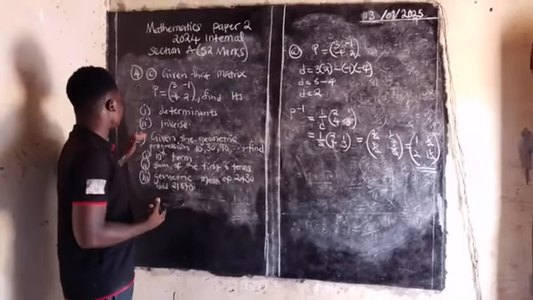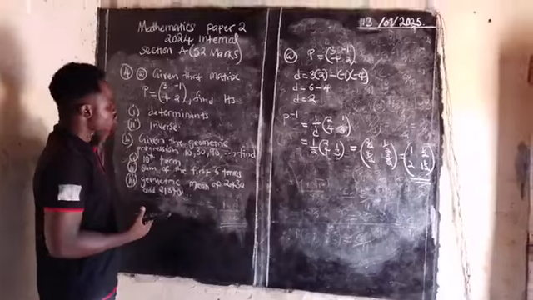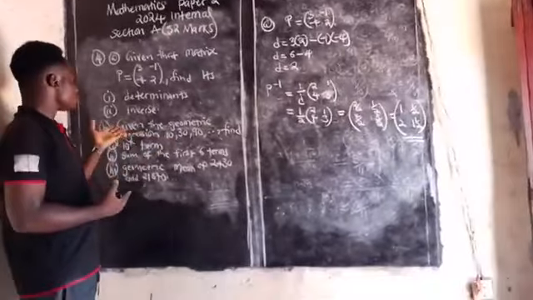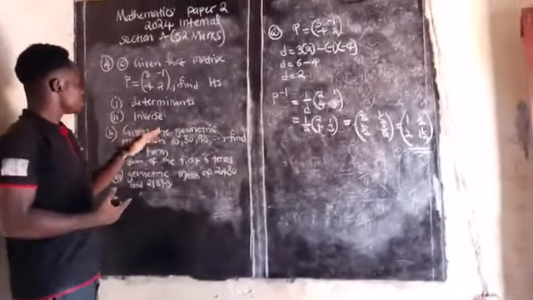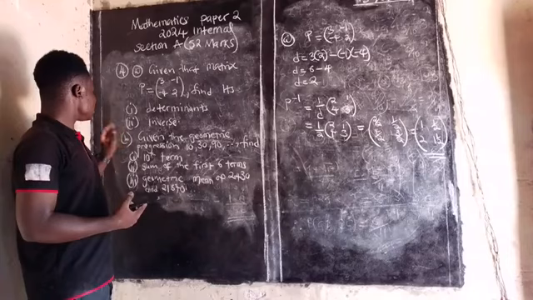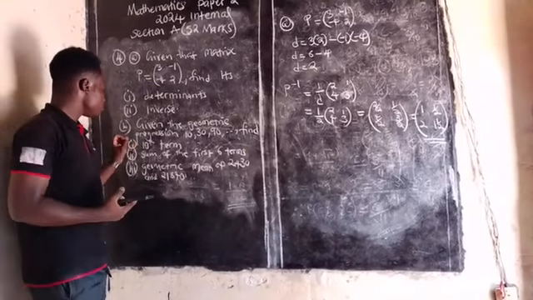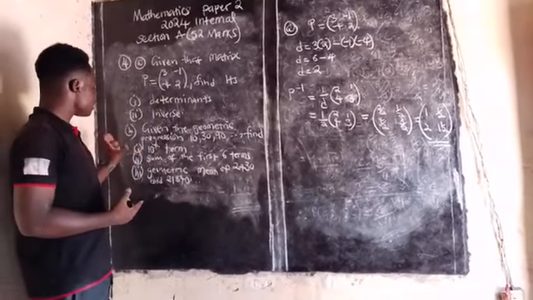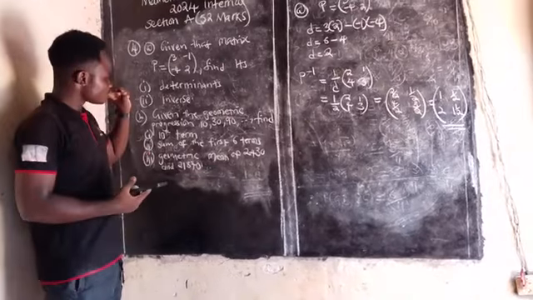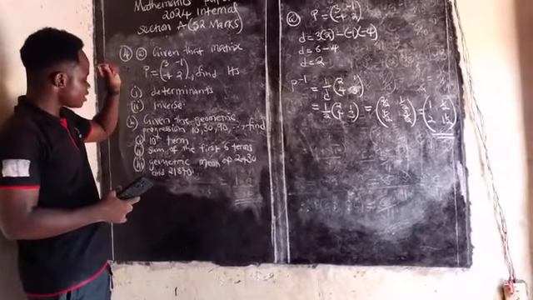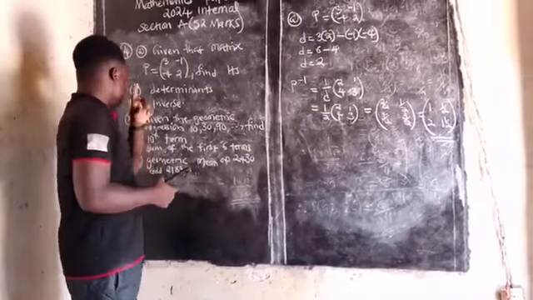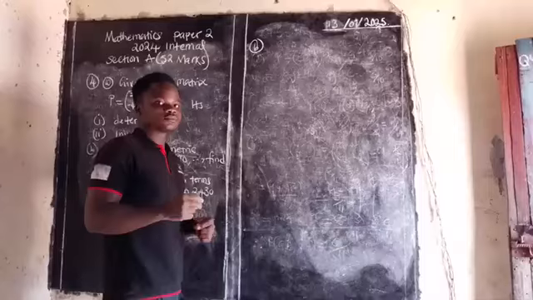Then we have question 4b. This question 4b is on geometric progression. Given the geometric progression 10, 30, 90, and so on, find Roman numeral 1, the 10th term. Roman numeral 2, find the sum of the first 6 terms. Then Roman numeral 3, find the geometric mean of 2,430 and 21,870.